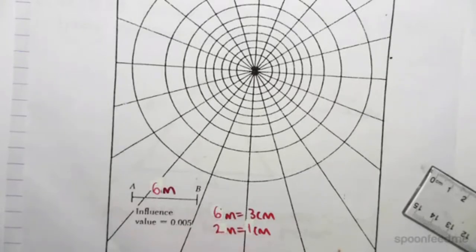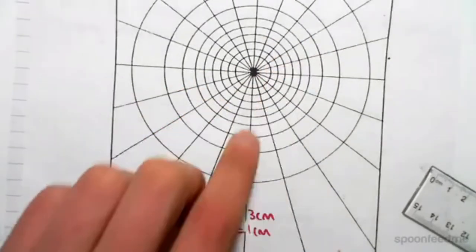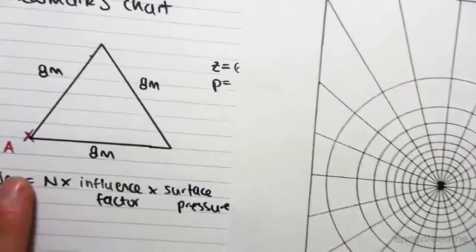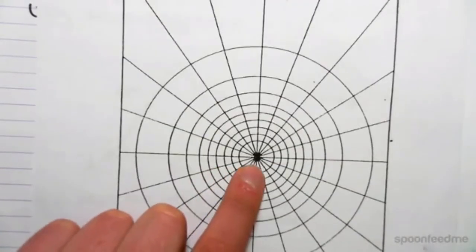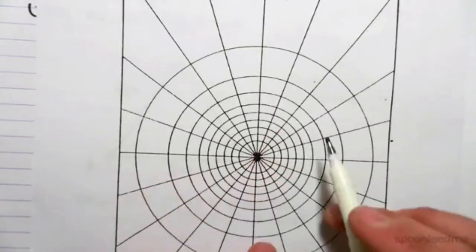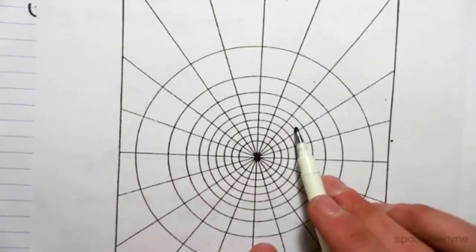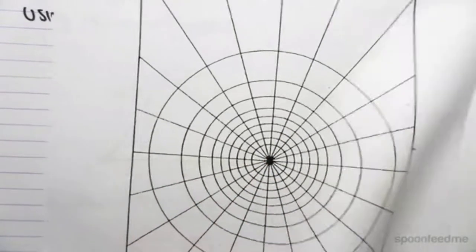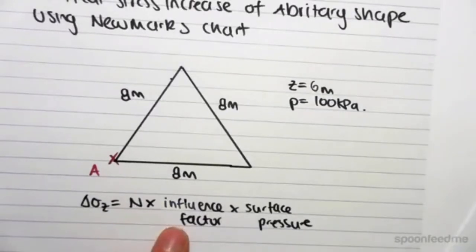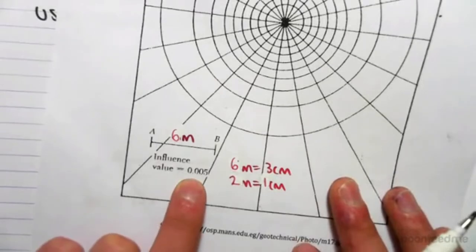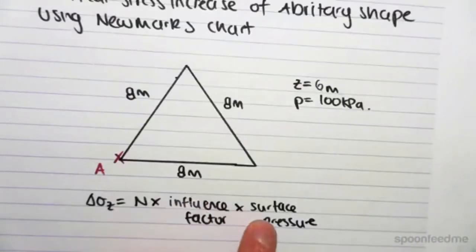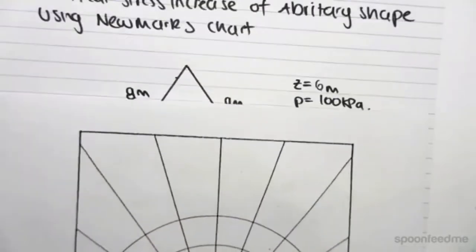So we're going to come and scale our drawing on here, putting the point we're interested in, so point A, at the center of this diagram, and then we're literally going to count the number of these rectangles inside our shape, which is N. We're then going to times that by a given influence factor. So for our diagram, the influence factor is 0.005, and then times that by the surface pressure. So let's go ahead and draw our diagram.